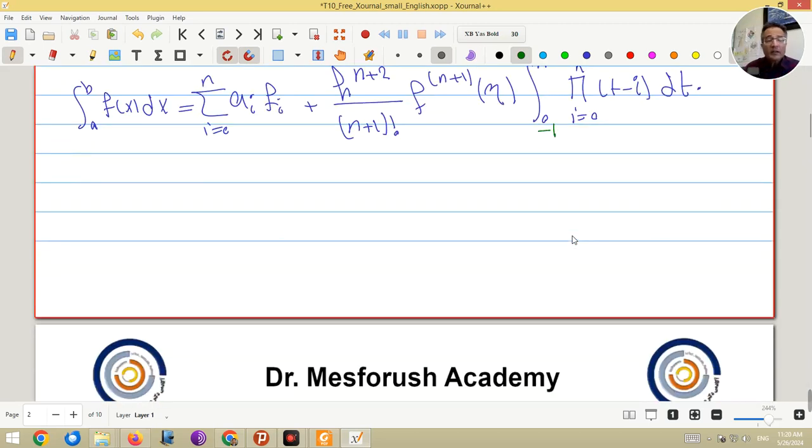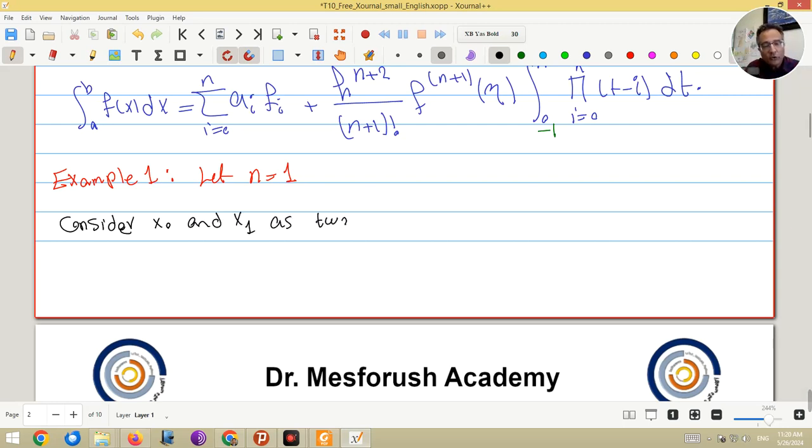So, now let me give you some examples. Okay? Example number 1. Let n be equal to 1. Okay? If n is equal to 1, we have to consider 2 points, x0 and x1. So I say consider x0 and x1 as 2 points.